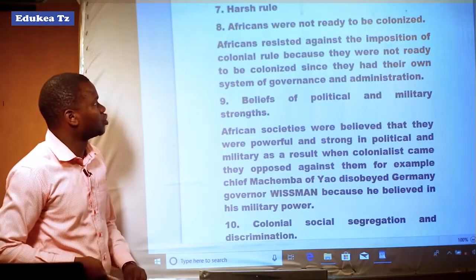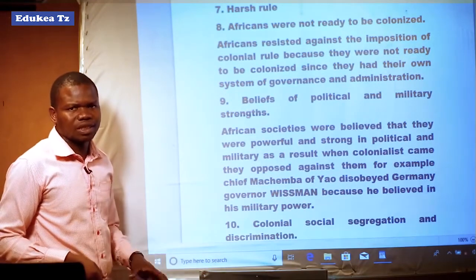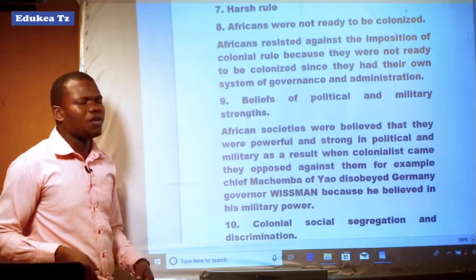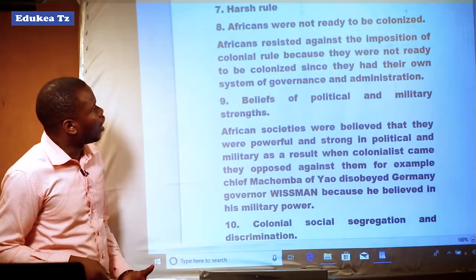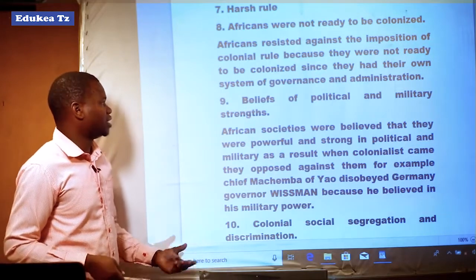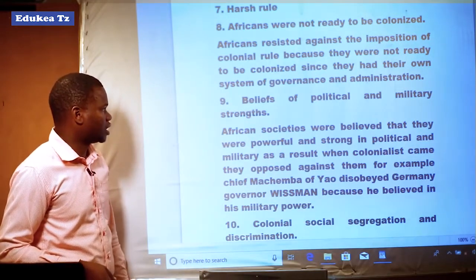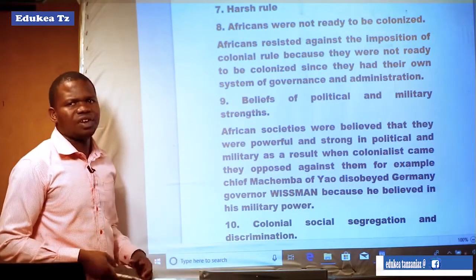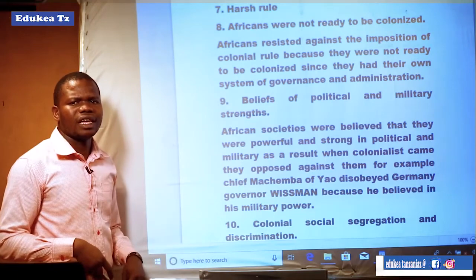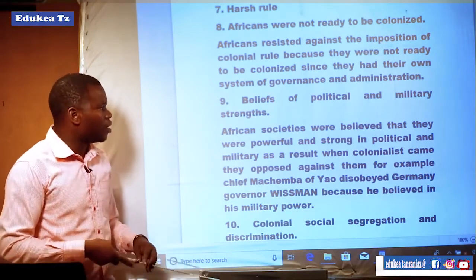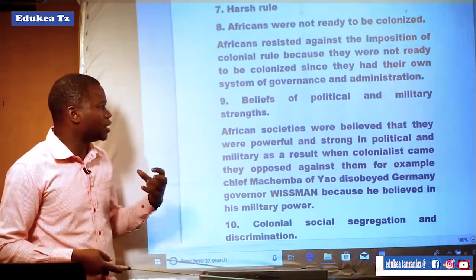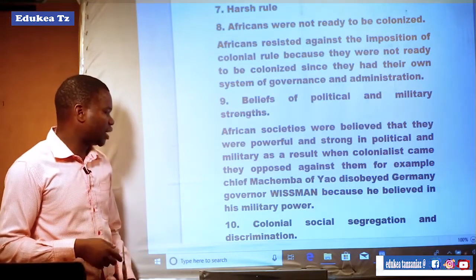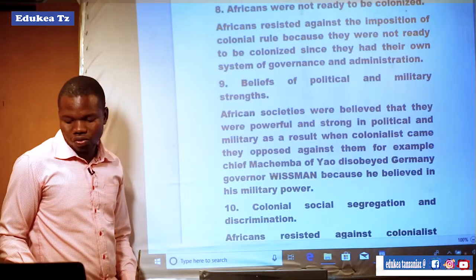Another factor was harsh rule or harsh treatment, since Africans were harshly treated and punished by colonialists. Africans were not ready to be colonized. This also was another factor. Again, beliefs in political and military strengths. Africans believed that they had strong political and military strengths. That's why they decided to react against the colonial rule.